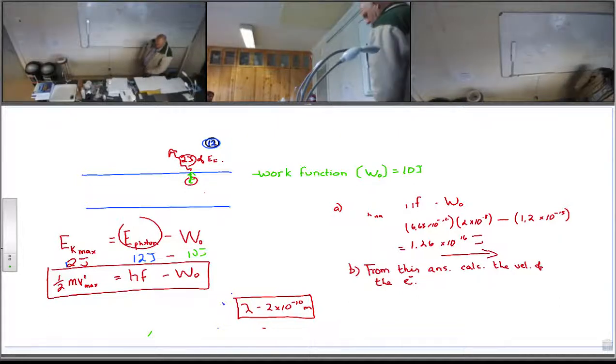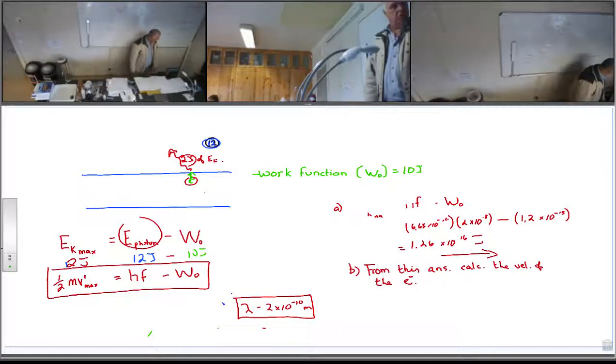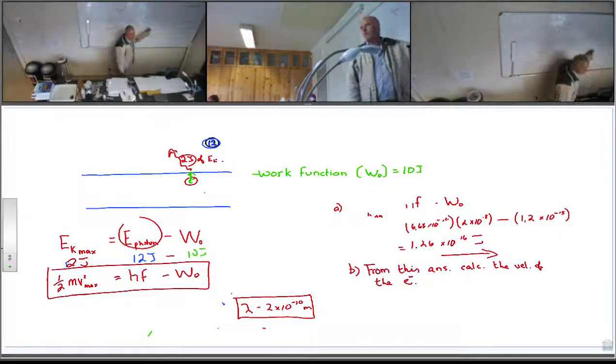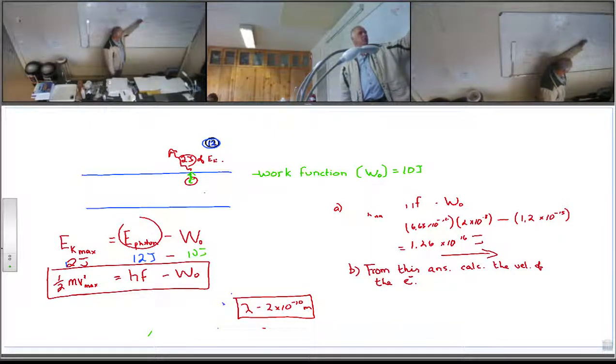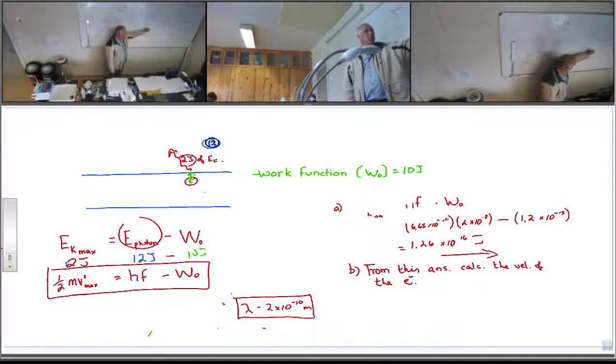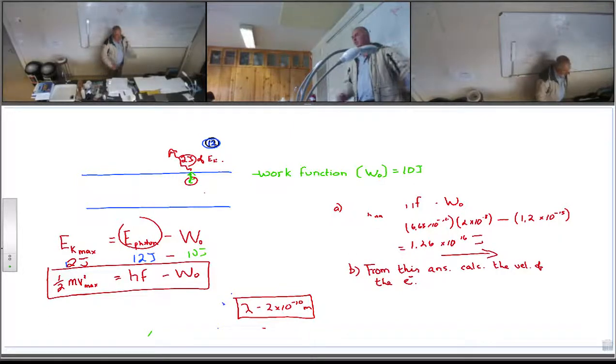Right, for those who are not sure what we're doing, we all got this answer. Who didn't get this answer? Okay, there's your formula, there's your substitution, there's your answer. If we said this is the kinetic energy of that electron, use another formula that you know from dynamics and mechanics to calculate the velocity of this electron.